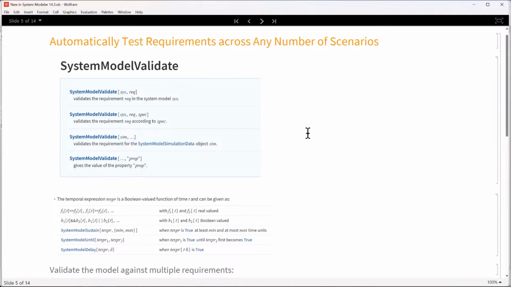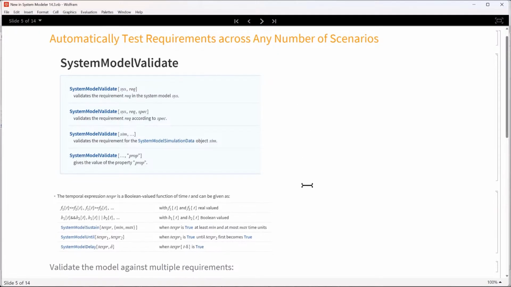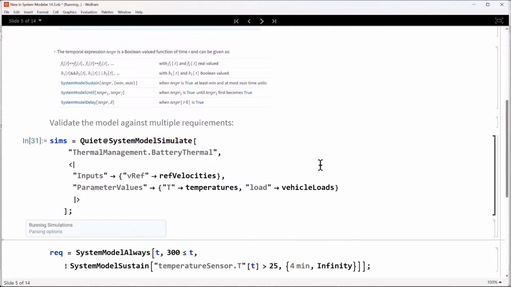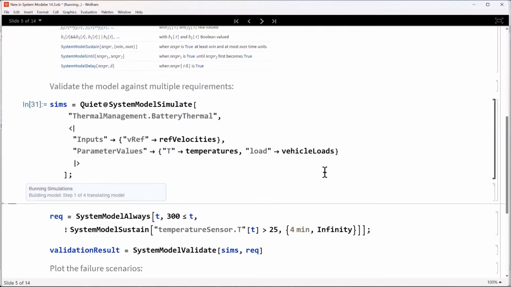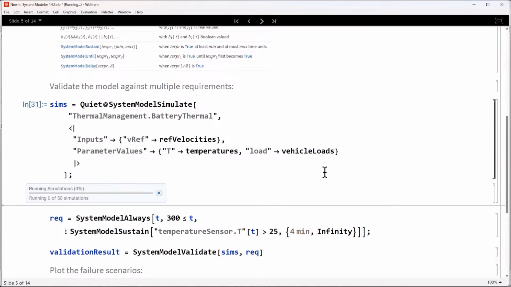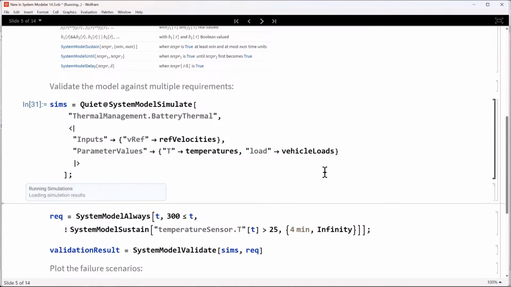Using these functions, you can check behavior over time, manage uncertainty, and detect edge case failures early in the design process. Here's how it works in our EV example. You could always run thousands of simulations in parallel using system model simulate, each with different drive cycles, loads, and ambient conditions. For this presentation, let's look at 50 scenarios.